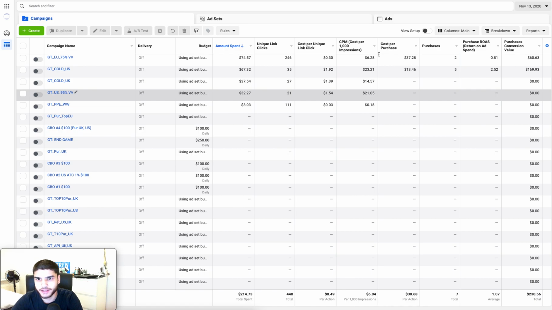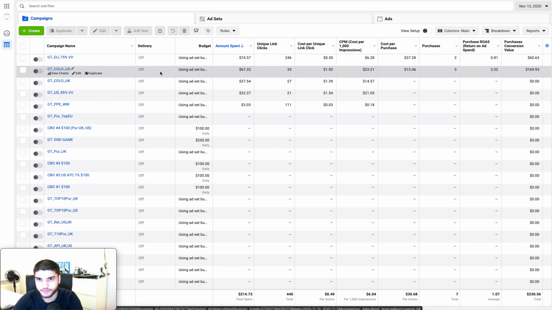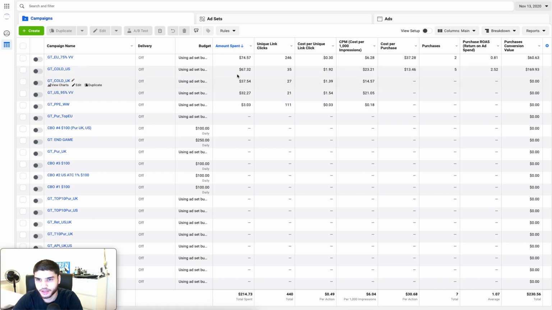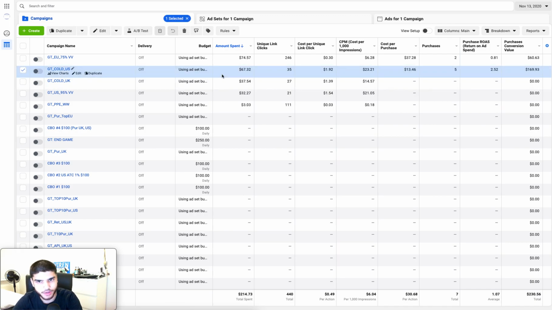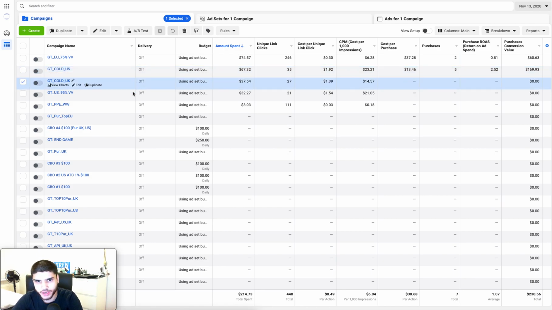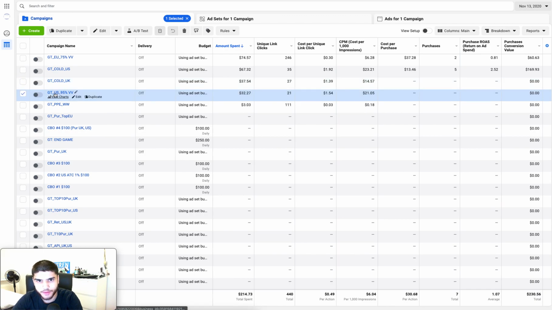And then I ended up testing multiple different things here, and this is a strategy I told you guys. I spent $67 to get back 5 sales with a 2.52 ROAS on the strategy I told you guys by testing cold audiences in the US, right? That's what works for me. I always start off my stores with the US, and you can see I tested the UK, didn't work out. I tested out US 95% video viewers, didn't work out.